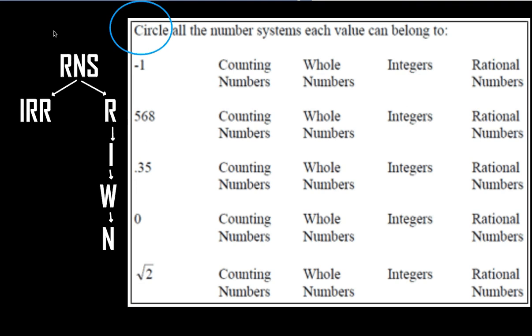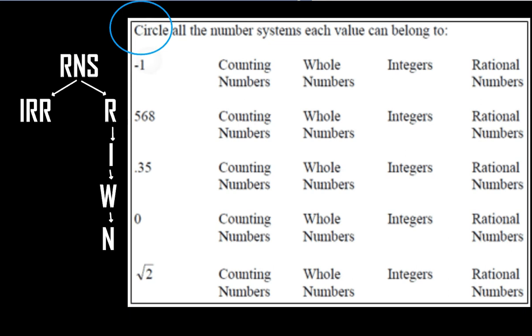So let's remind ourselves what we have with those subsets. It gives you a real number, and you want to make sure you can circle the correct subsets that it belongs to. You can have more than one answer. So for -1, is that a counting number? Not quite. Those counting numbers are our natural numbers. Is it a whole number? It is not, since it is negative.